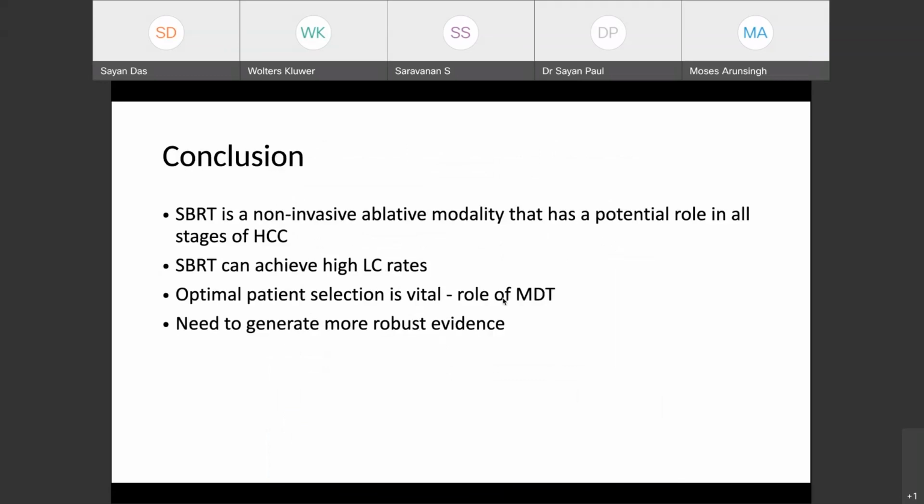So to conclude, it's a promising non-invasive ablative modality which has a potential role in almost all stages of hepatocellular carcinoma. Multiple reports have shown that we can achieve high local control rates. However, optimal patient selection is vital. Here comes the role of a multidisciplinary clinic. You have to have good hepatologists in your team, a good IR team, a good GI surgeon, a radiation oncologist and a good radiologist. And we need to generate more and more robust evidence so that all guidelines agree that yes, there is a role of SBRT in hepatocellular cancer.